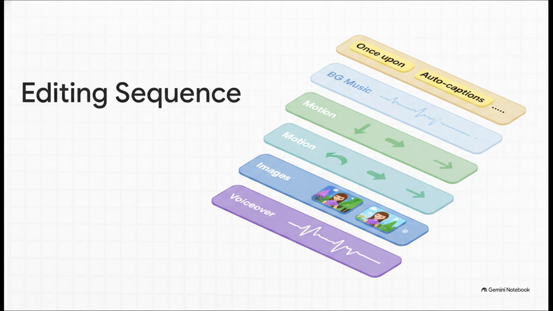Second, place your visuals exactly under the matching narration. Third, add subtle motion, like a slow zoom or a pan, to any still images. Fourth, lay in your background music, but keep it low, around 15 to 20% volume, so it doesn't overpower the story. And finally, add your auto captions, and please proofread them. Just build it up layer by layer.